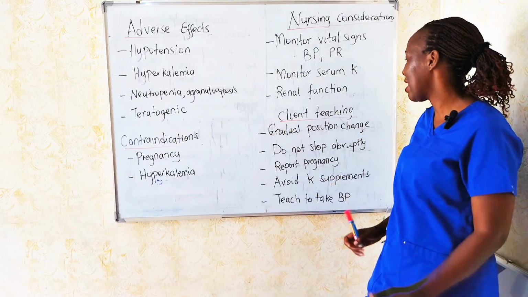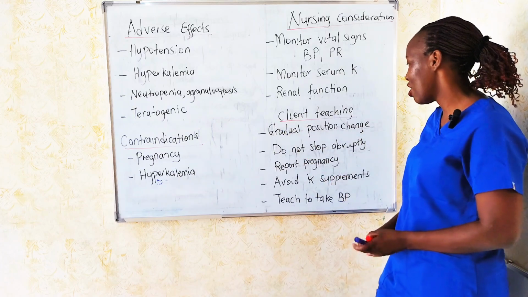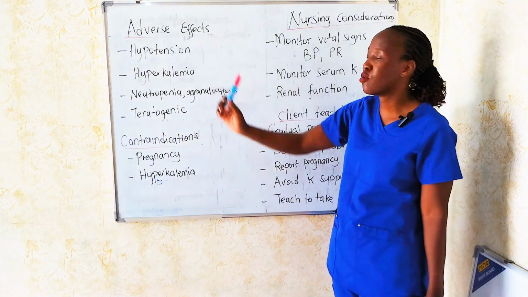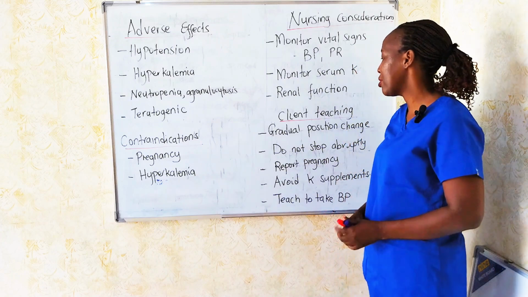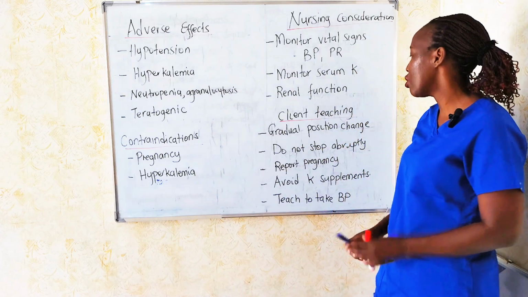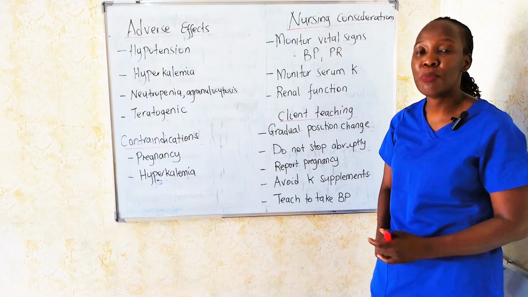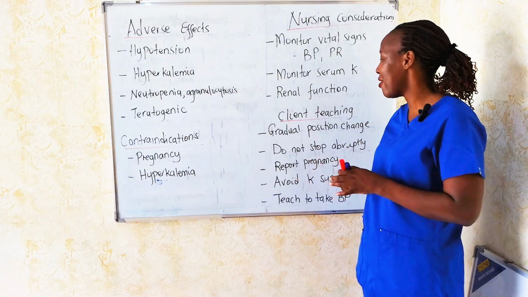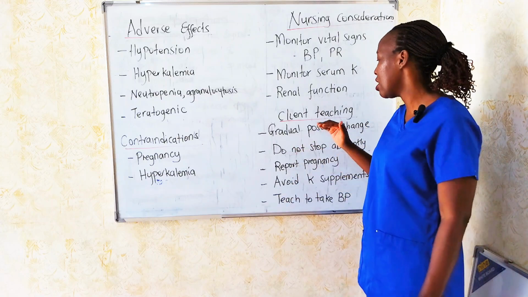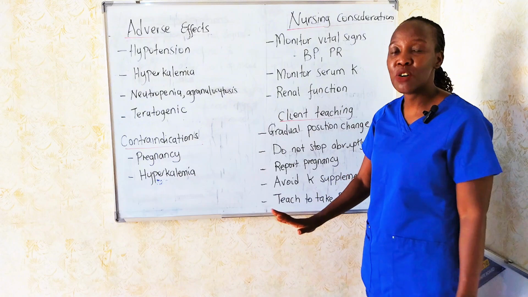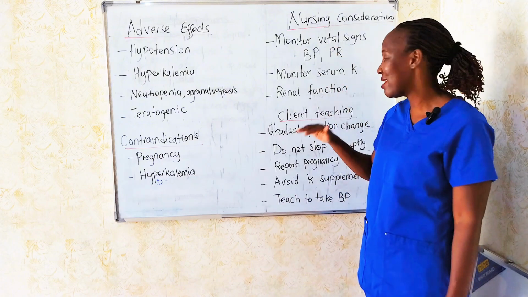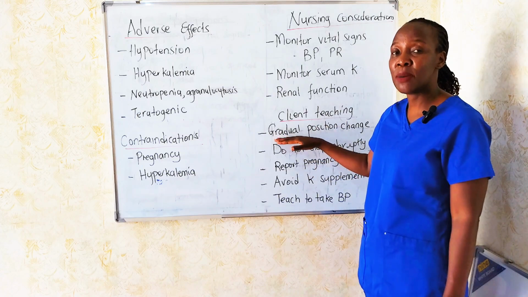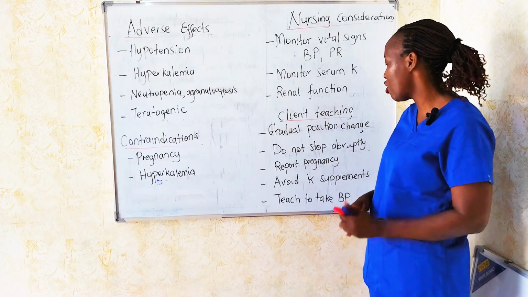And what are some parts of the client's teaching? In client's teaching, of course, because these drugs are going to cause hypotension and potentially orthostatic hypotension, we teach them to gradually change position so that we give time for the hemodynamics to stabilize. Otherwise, a sudden change in position from maybe sitting or lying to standing could drop the pressures very low, and that can cause the patient to fall and then they sustain injuries.